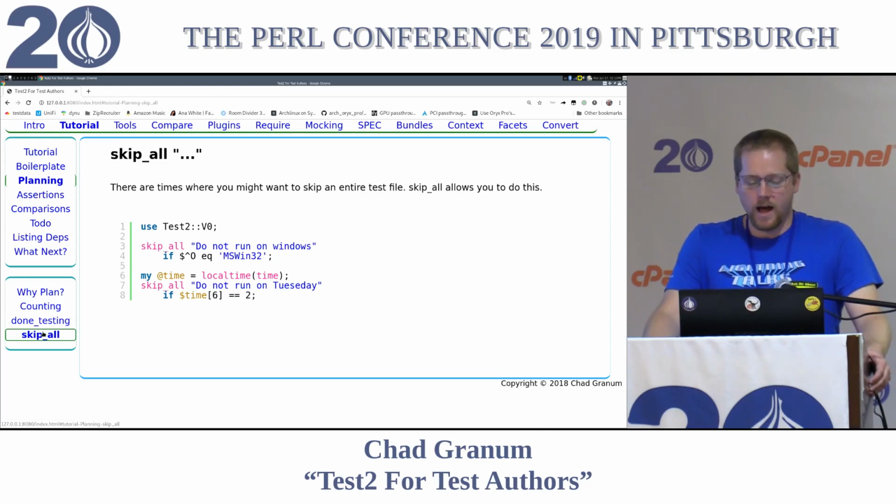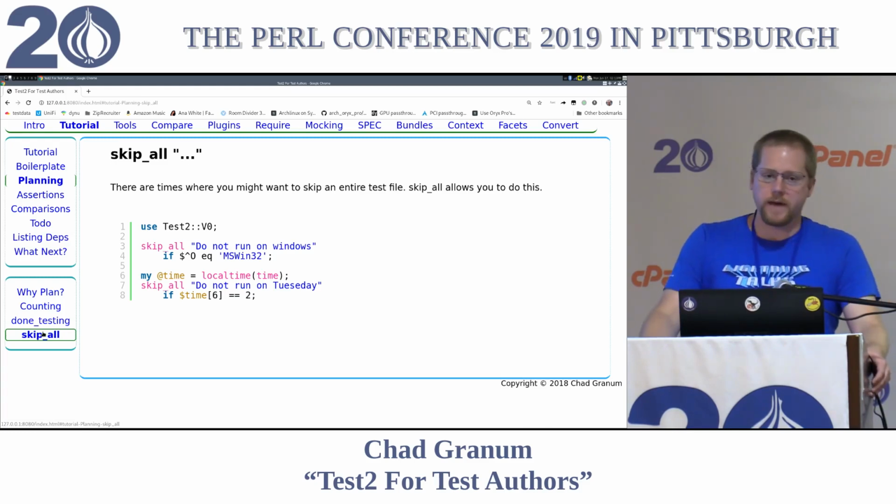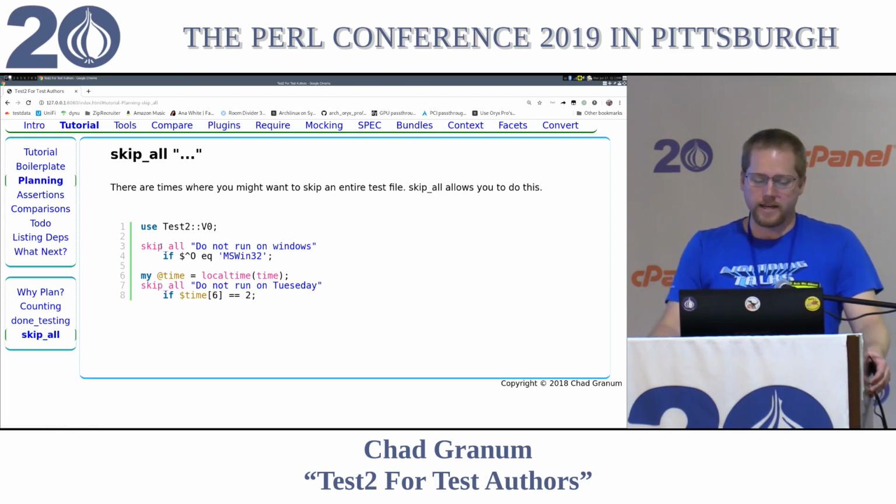So skip_all. Sometimes you have a test that won't run on Windows or won't run on Mac or needs certain things installed. So Test2 provides the skip_all planning function. So all you do is skip_all and the reason, and if you want to throw on a conditional, go ahead.